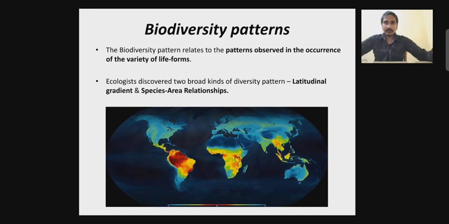Now, biodiversity pattern. The biodiversity pattern relates to the pattern observed in the occurrence of a variety of life forms. So throughout the world, you can see there are different types of species occurring. So how are they occurring, in which pattern?